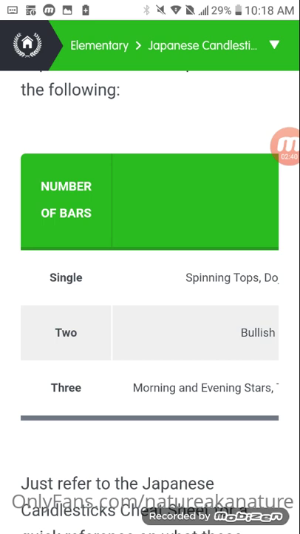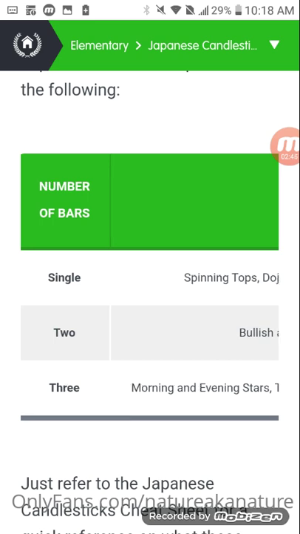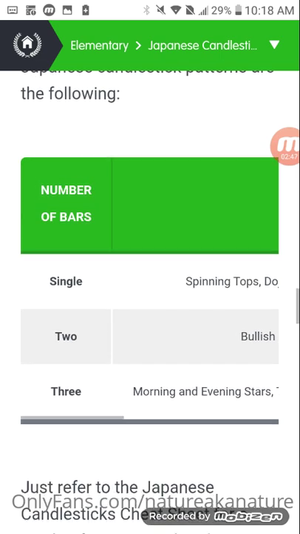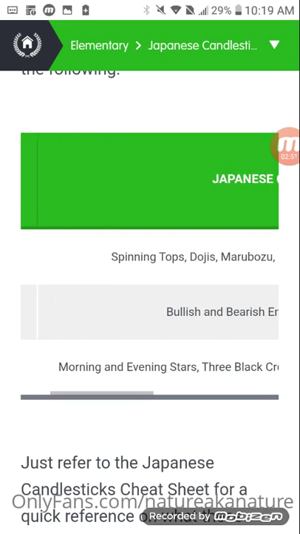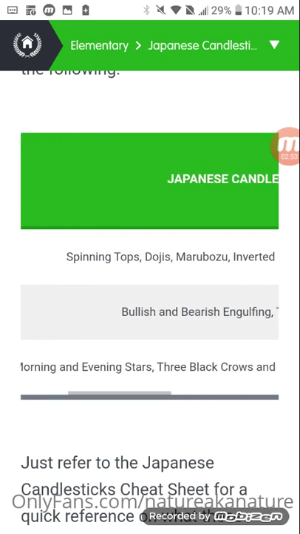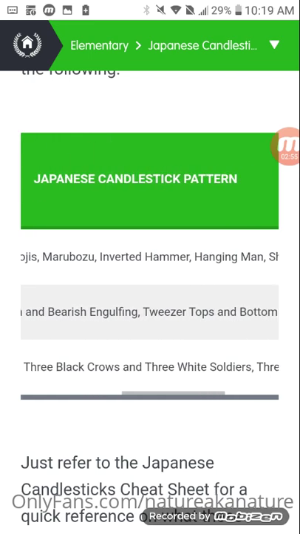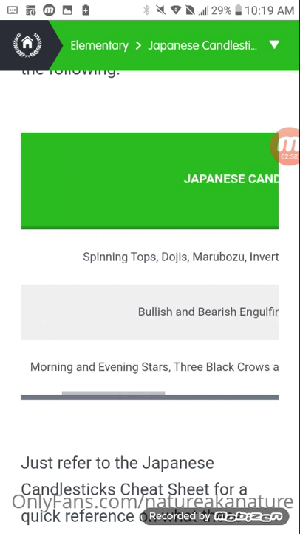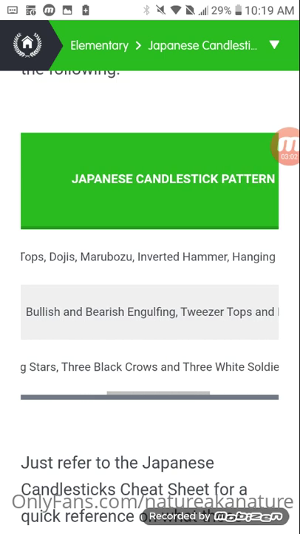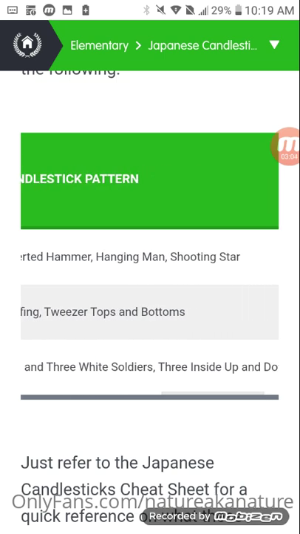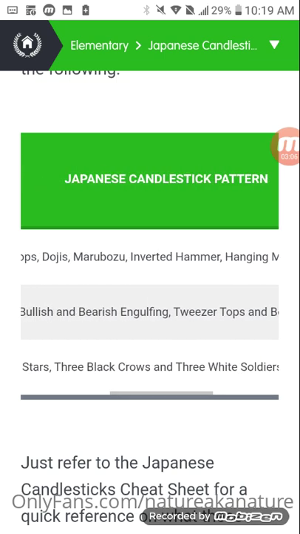This is a little cheat sheet. Let's look at the cheat sheet. Can we actually zoom in? Alright, so the number of bars is single. For the single Japanese candlesticks, we already have the cheat sheet, but this is another summary of all the cheat sheets. There are spinning tops, doji, marubozo, inverted hammer, hanging man, shooting star, and hammer.